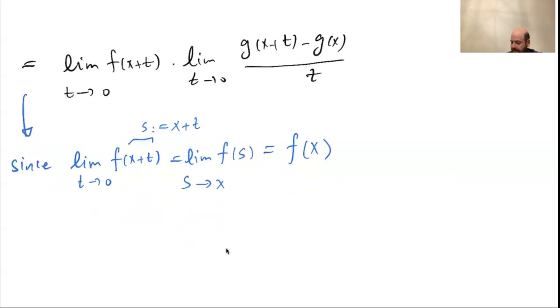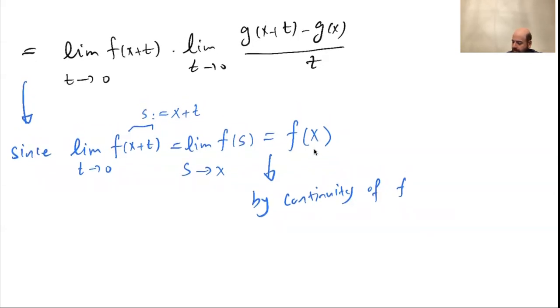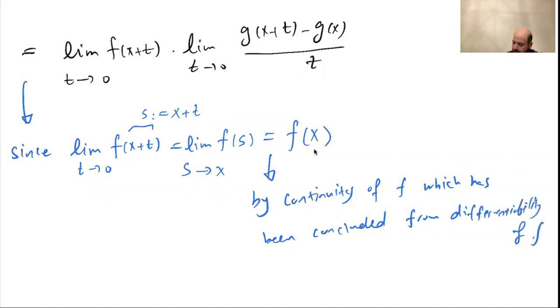So limit f of s as s approaches x is equal to f of x by continuity of f. See, f is differentiable, right? So if f is differentiable, then f is continuous. We had a theorem before that every differentiable function is continuous. And if f is continuous, then limit f of s as s approaches x exists and is equal to f of x. So by continuity of f, which has been concluded from differentiability of f.